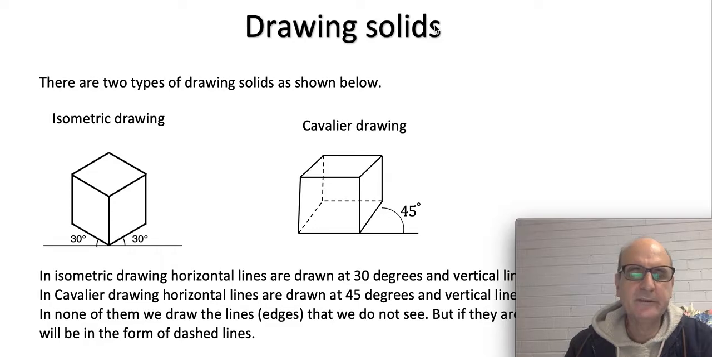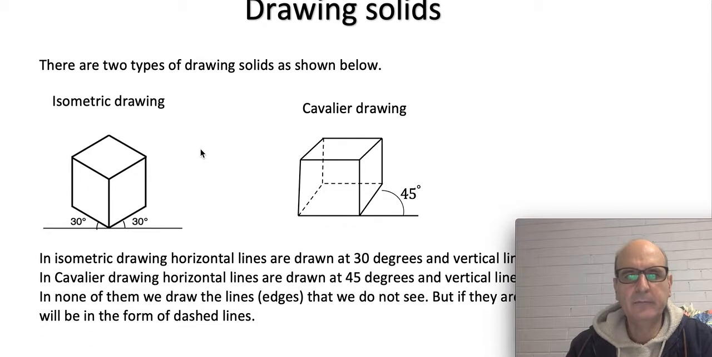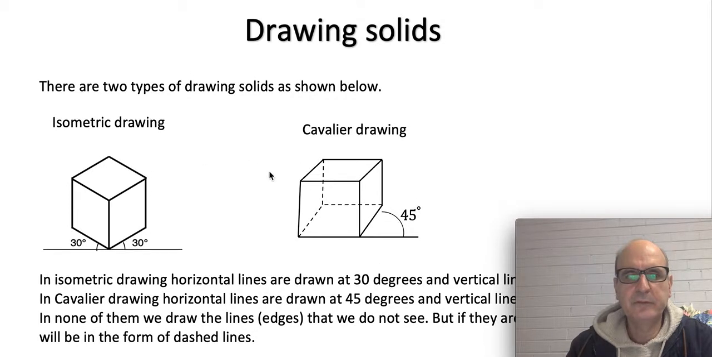In today's lesson, we are covering drawing solids. Basically, what we are trying to do is show a 3D shape on a two-dimensional plane. There are two ways of doing that. One is called isometric drawing. The other one is called Cavalier drawing.